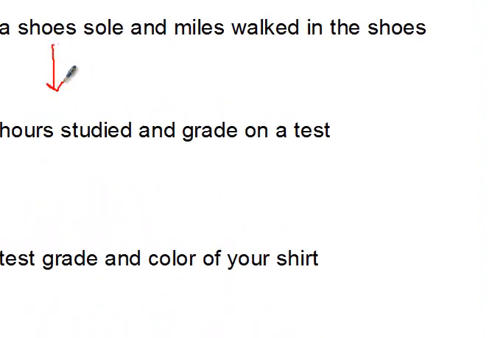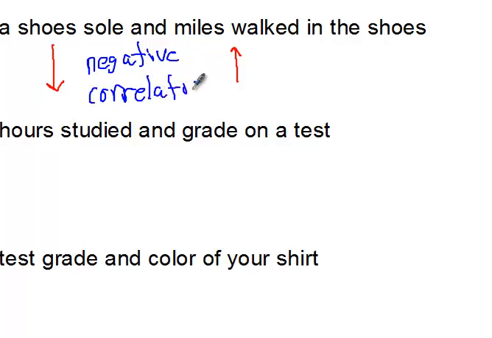So if we notice that as a shoe's sole goes down, miles walked goes up. Since both of these move in opposite directions, this would be a negative correlation, since the sole size is going down as the miles walked goes up.